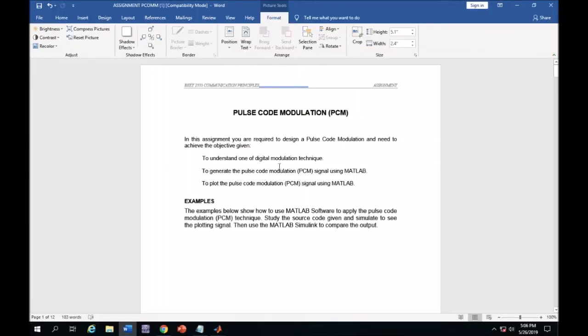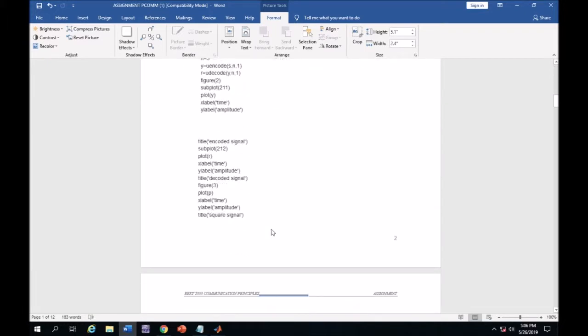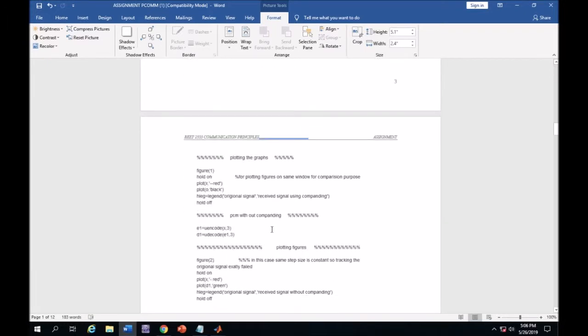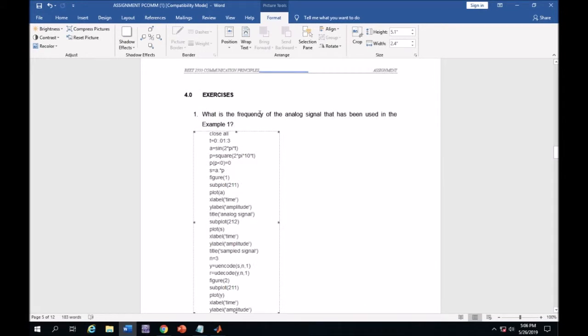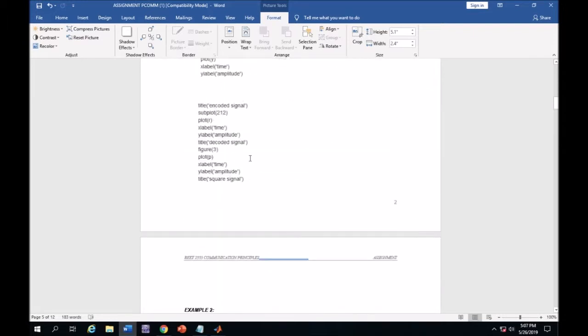Okay, today I want to present pulse code modulation (PCM). The example below shows how to use MATLAB software to apply the pulse code modulation (PCM) technique. Okay, our first question is: what is the frequency of the analog signal that has been used in example 1? Okay, first, example 1 is already given.